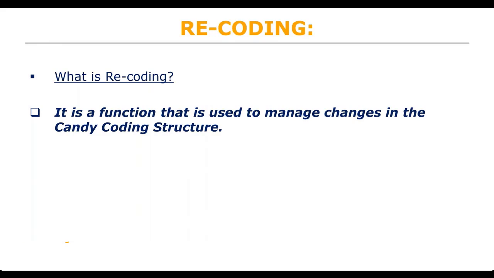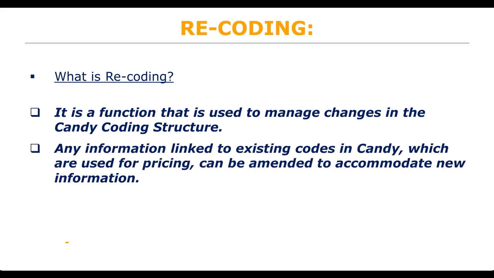When pricing, the information can be brought into the new job from different documents, such as your master POQ, your master resource list, master price code list, and so forth. This is information that may, in most cases, clash with the information that already exists on the current job. Now, the recoding feature can be used to amend and accommodate any new information linked to existing codes in Candy.